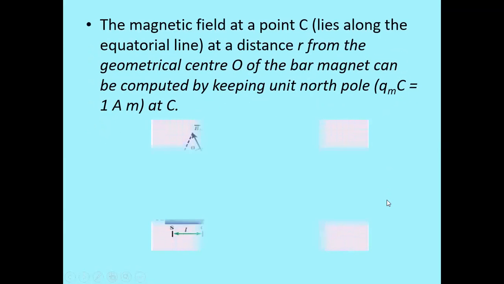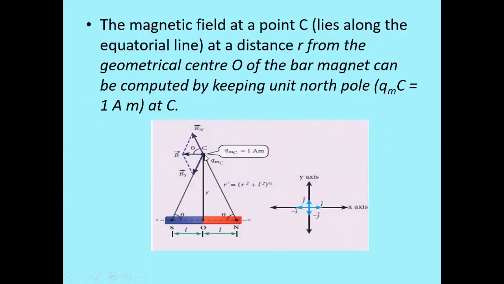Now we are going to consider a point C which is at a distance R from the geometrical center of the bar magnet. This point C is lying on the equatorial line, which is perpendicular to the bar magnet. We are going to find the magnetic field at this point by keeping a unit north pole, with pole strength of 1 ampere meter.